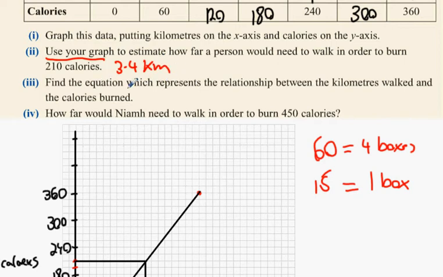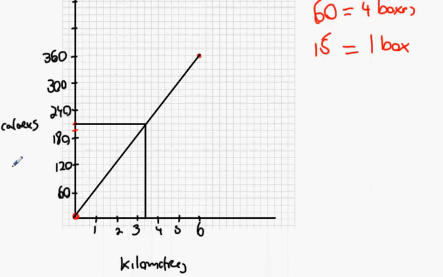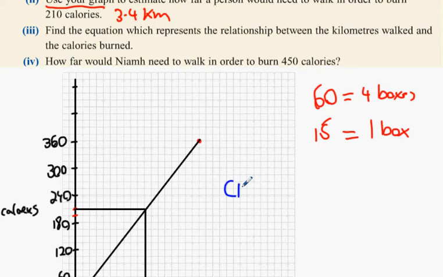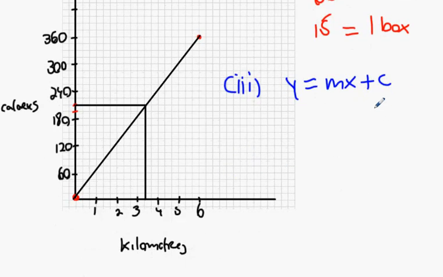Find an equation which represents the relationship between kilometers walked and the calories burnt. Remember we did this earlier in the week, guys? What am I going to write down? None of you wrote this down though. I'm going to write down y equals mx plus c. Does anybody remember what the c value is? Where does it hit the y-axis? 0. So c value is 0, which means we don't need to worry about it.